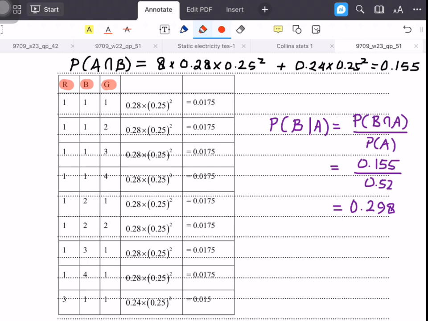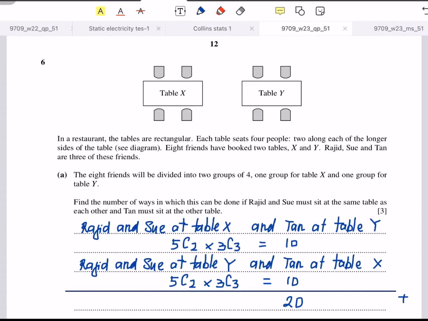Now the question asks to find probability B given A. The formula for probability B given A is probability B and A divided by probability A. So it's 0.155 divided by 0.52. The answer is 0.298. So this is the last question on this paper, question number 6.